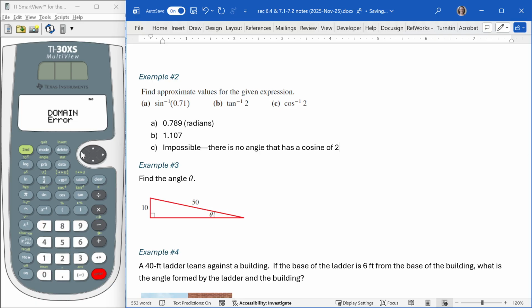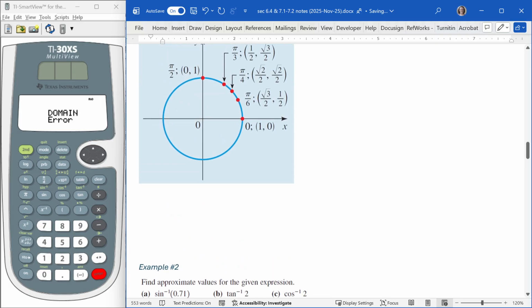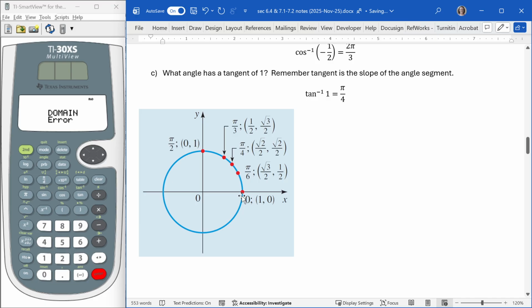Right, cosines are the x values on the unit circle. The unit circle has a radius of 1. There's no x value on the unit circle that is equal to 2. This whole dang circle only goes out to 1. 2 is over here somewhere.